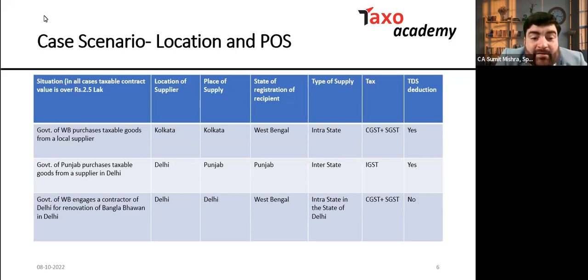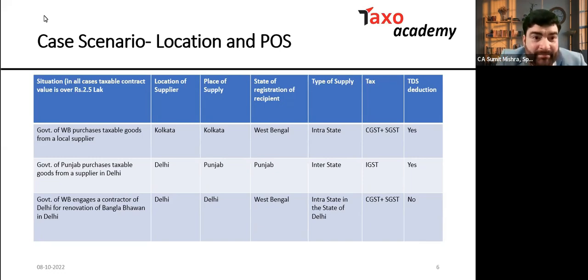Government of West Bengal engages a contractor of Delhi for renovation of Bangla Bhavan in Delhi. In this case, since the service relates to a building or construction, the place of supply is the location of the building. So again here, place of supply is Delhi. Supplier is in Delhi. State of registration is West Bengal.